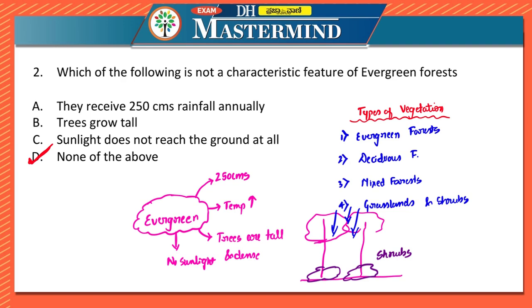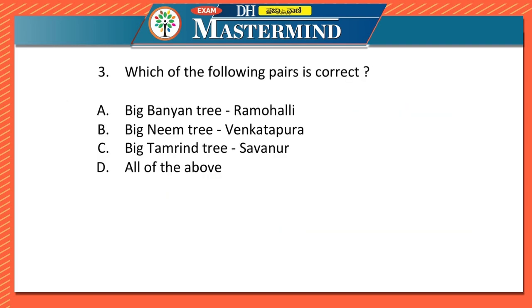So hope you have understood about the evergreen forest, in the types of vegetation. Let us move on to the third question. Which of the following pairs is correct?